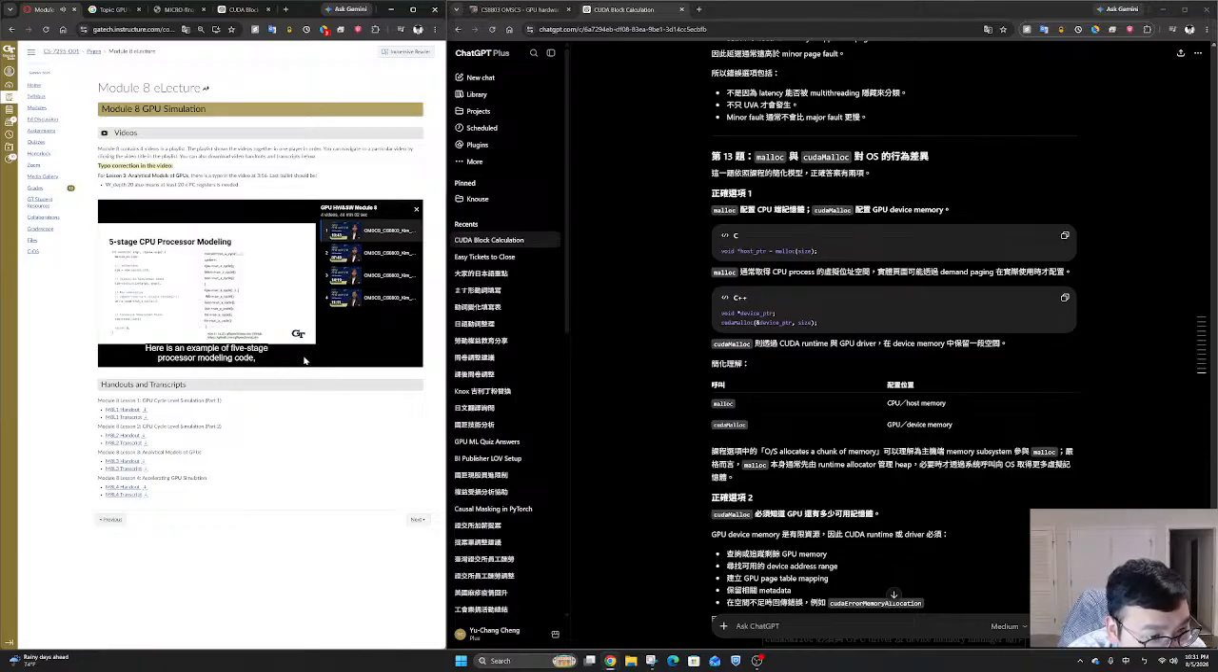Here is an example of 5-stage processor modeling code, which is from Macsim, a CPU and GPU simulator developed at Georgia Tech. In the main function, it instantiates the Macsim simulator. In the simulator, first it initializes the parameters. After that, it starts to call run a cycle of the simulator until the simulation can end.